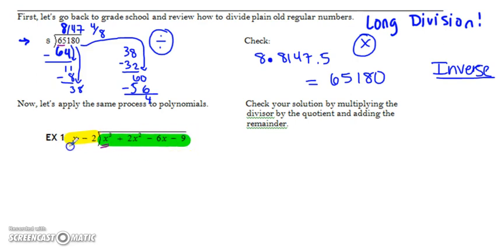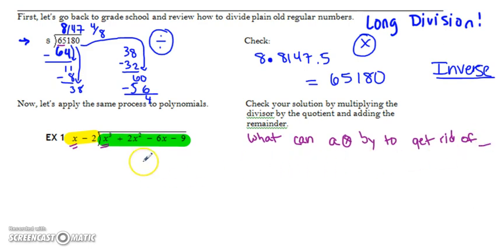So I want to think about what can I multiply x by? So here, make yourself a little note: what can I multiply by to get rid of, and then fill in the blank. In this case, we're trying to get rid of x cubed with subtraction. Well, if I take x and multiply it by x squared, x squared times x is x cubed.